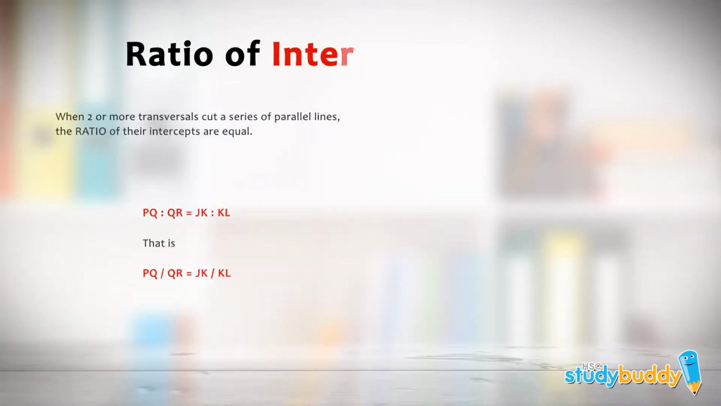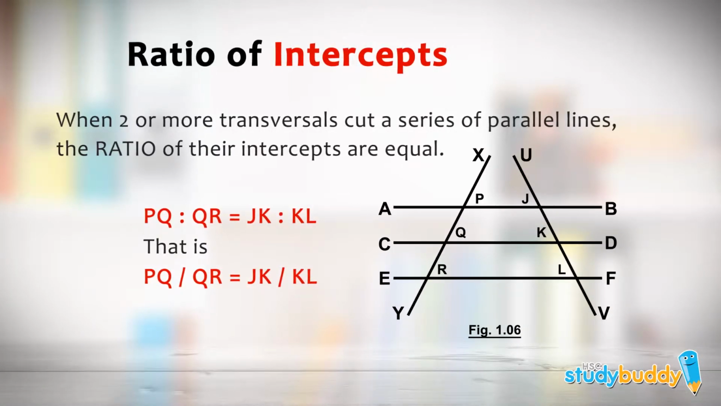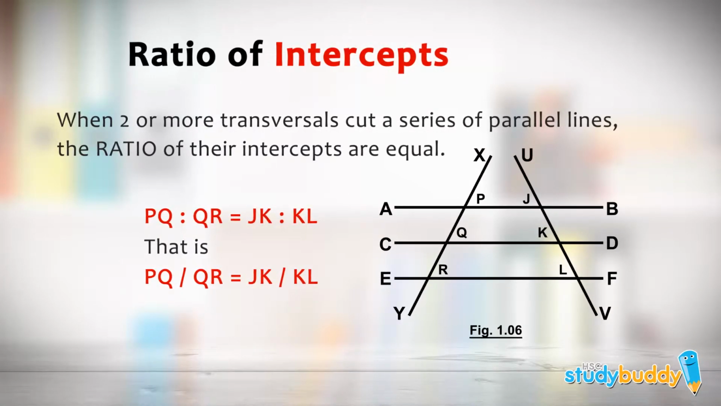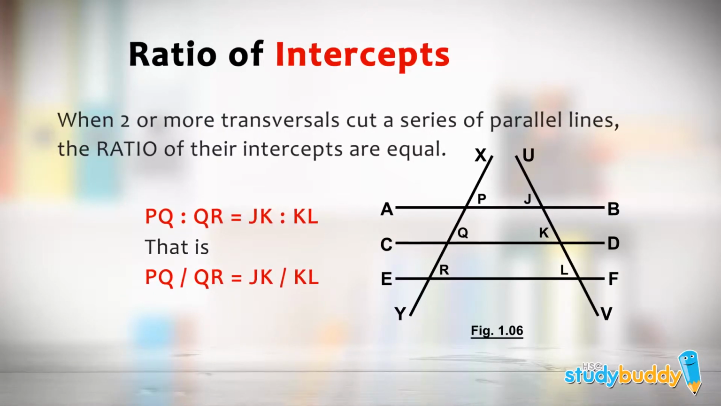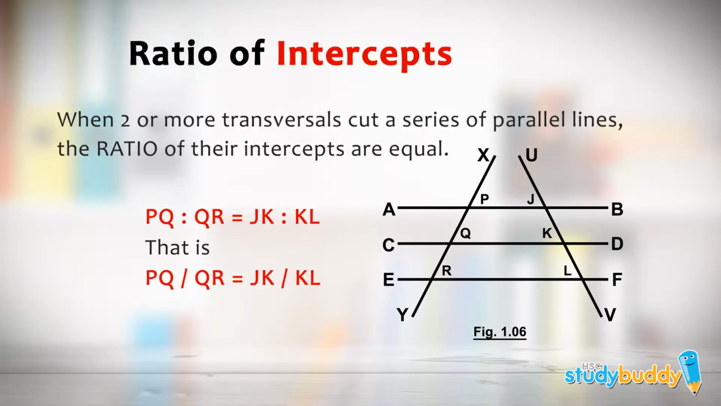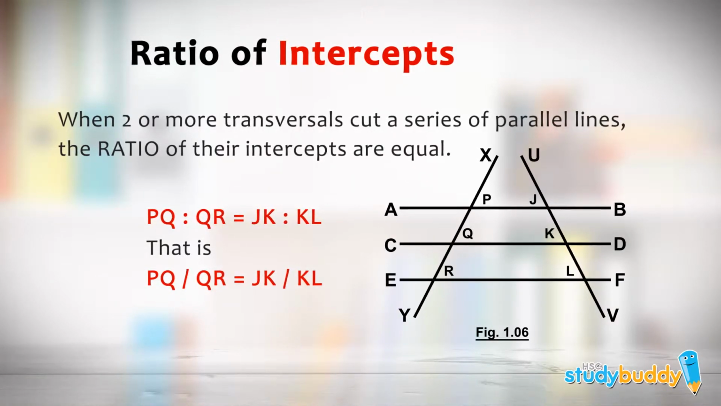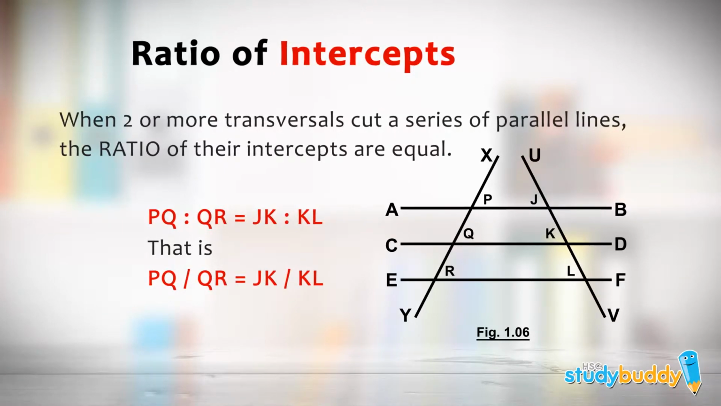Another thing that pops up in geometry is the ratio of intercepts. So when two or more transversals cut parallel lines, the ratio of the intercepts will also be equal. So here, our ratio of PQ to QR is going to be exactly the same as JK to KL. Another thing to keep in mind.